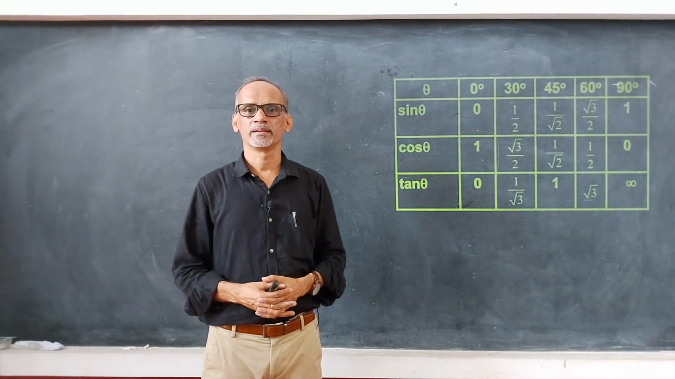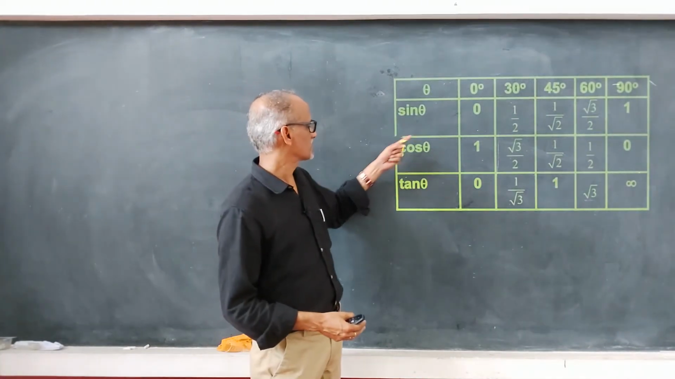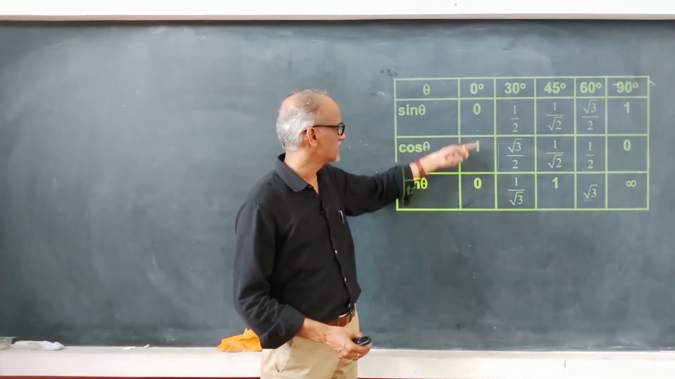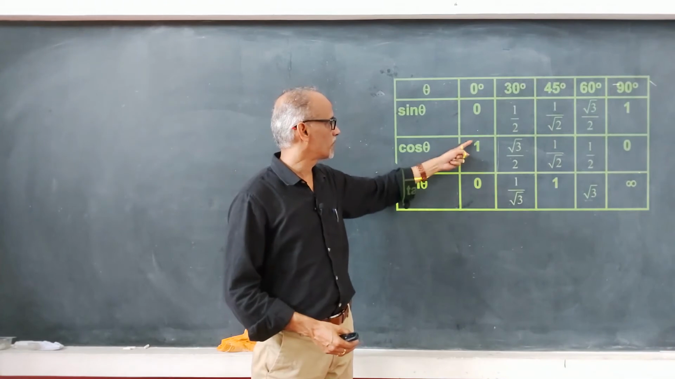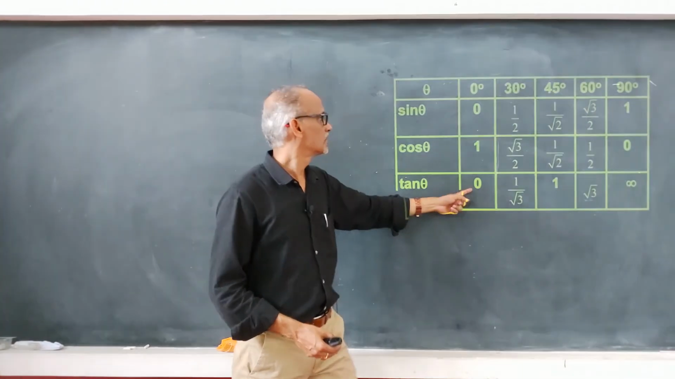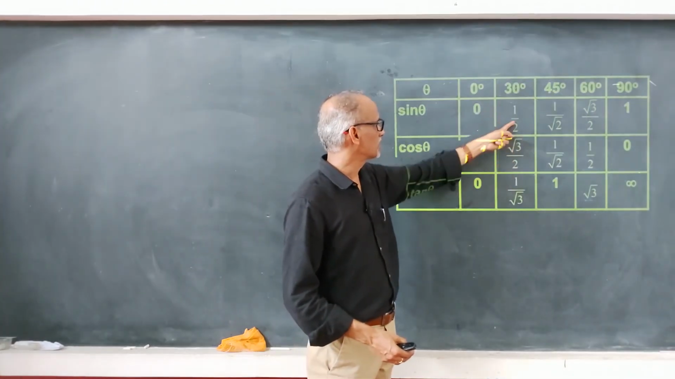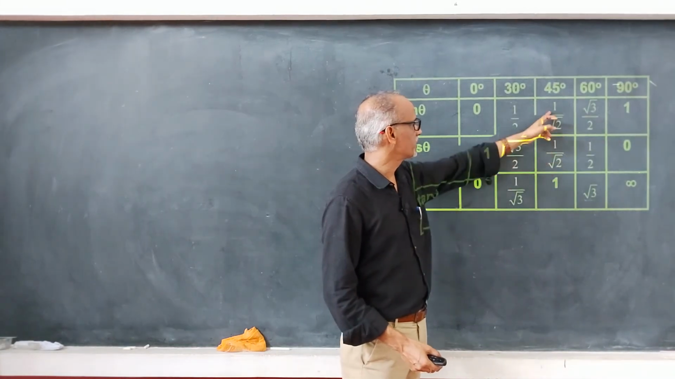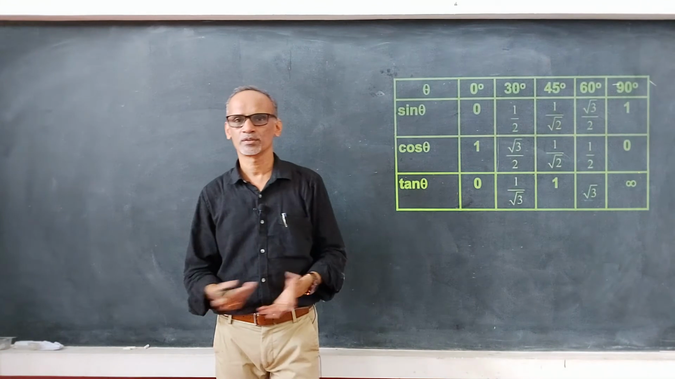So what is tan theta? We know that tan theta is always the ratio of sin theta by cos theta. Therefore, if you divide this by this, you should get this particular value. 0 by 1 is nothing but 0. Then 1 by 2 divided by root 3 by 2, the 2 will get cancelled, right? You will get 1 by root 3. The values are identical at 45, when you divide, you should get 1. Understood? So it's very easy.